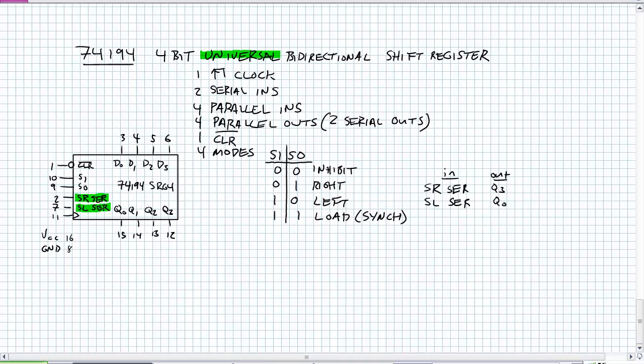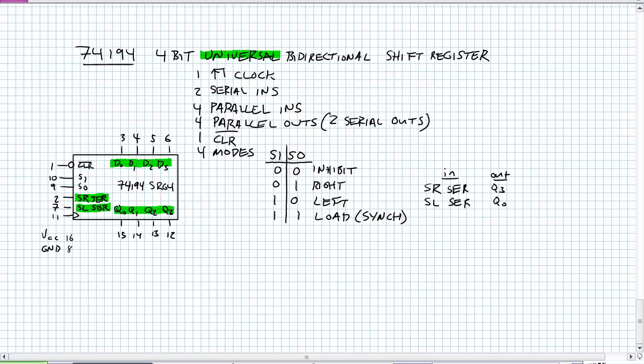The parallel inputs, where are they? They're right here, pins 3, 4, 5, and 6. Be aware that some data sheets for the 74194 show those parallel inputs as Ds. Some show them as Ps, like I've been doing in those previous diagrams. Long story short, when in Rome, do as the Romans do. If they call them Ns or Xs, they're Ns and Xs. But what I've been trying to do in these past diagrams is show you parallel inputs are Ps. In this particular case, they're Ds. We've got 4 parallel outputs right here, and 2 serial outputs.